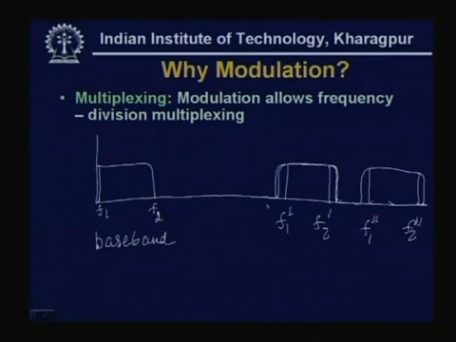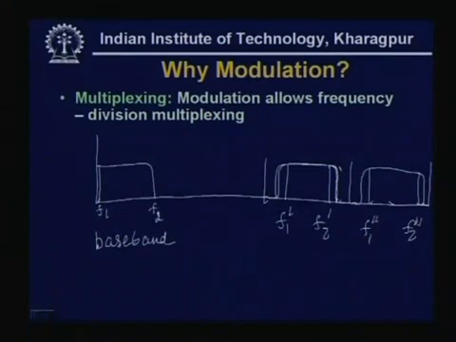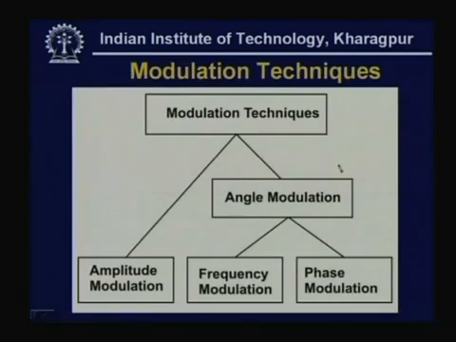As you can see here, the frequency range or the bandwidth available is divided, say this is one part, this is another part. In this way, you can divide it into a number of frequency ranges which can be sent through the transmission media. Then at the other end, the receivers will be able to separate them by suitable filtering. So, this is another benefit of modulation, that is multiplexing. Here are the various modulation techniques that are possible.